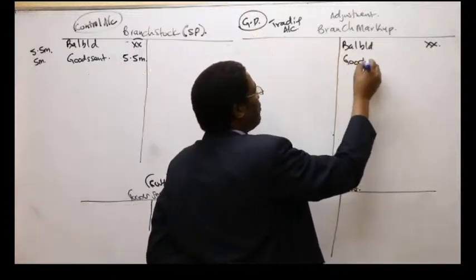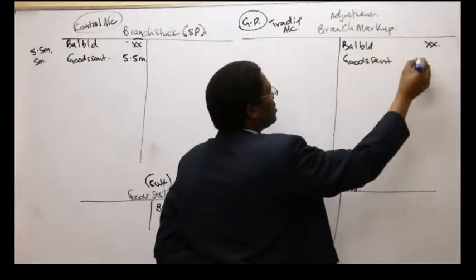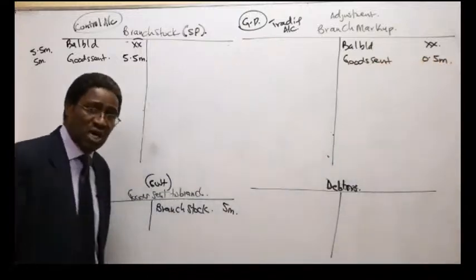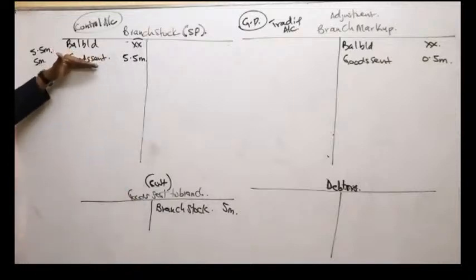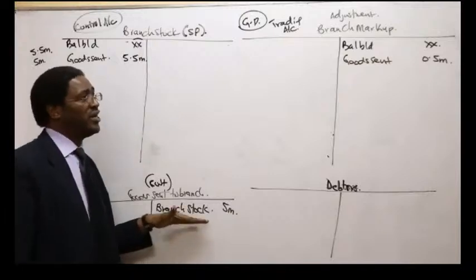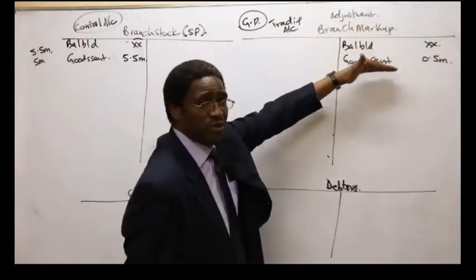That is the first entry, which says with goods sent to branch, you debit branch stock account at invoice price, credit goods sent to branch at cost price, and you credit branch markup with the profit loading.